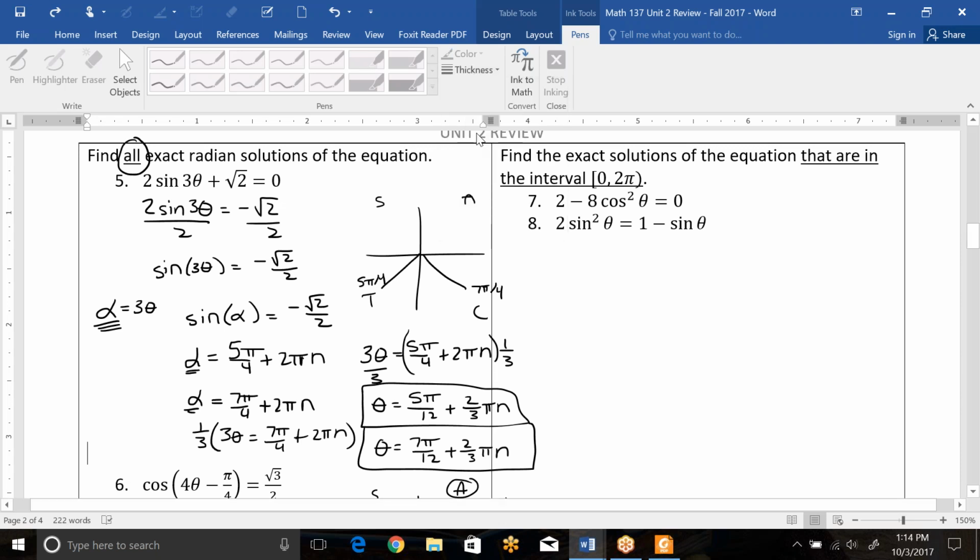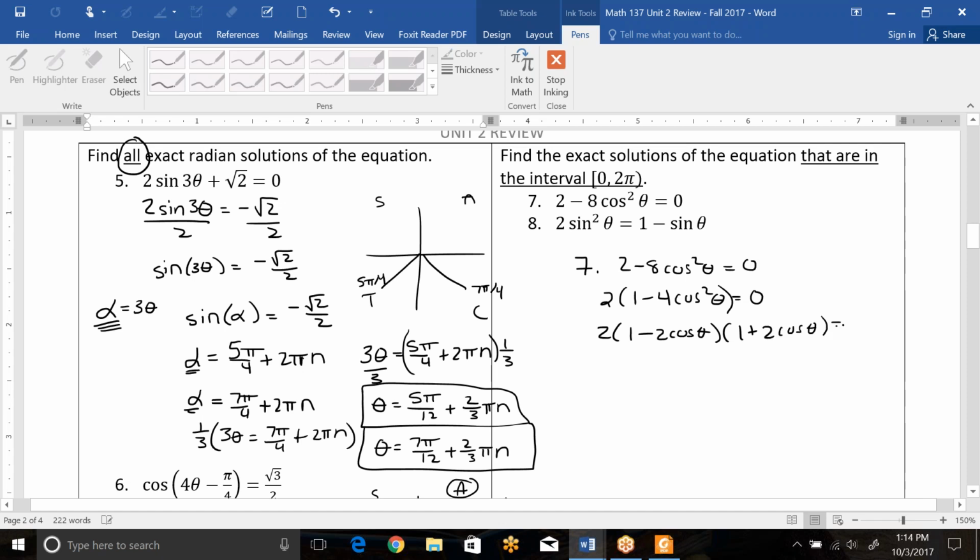If I actually try to enter and put in a space here, it makes some of this go away, so I'm just going to rewrite this. So this is 2 minus 8 cosine squared theta equals 0. We could factor a 2 out of that, and that would be 1 minus 4 cosine squared theta equals 0. We could factor that again, because that's 2 perfect squares. This would be 1 minus 2 cosine theta and 1 plus 2 cosine theta.